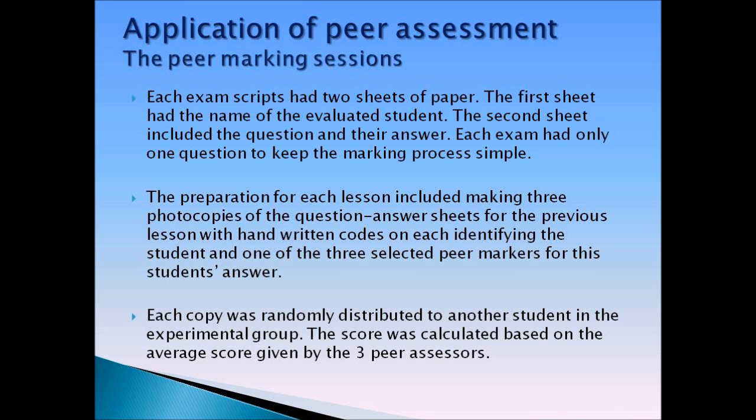The preparation for each lesson included making 3 photocopies of the question-answer sheets from the previous lesson, with handwritten codes on each identifying the student and 1 of the 3 selected peer markers for this student's answer. Each copy was randomly distributed to another student in the experimental group. Once an exam had been peer-reviewed, the score was calculated based on the average score given by the 3 peer assessors.